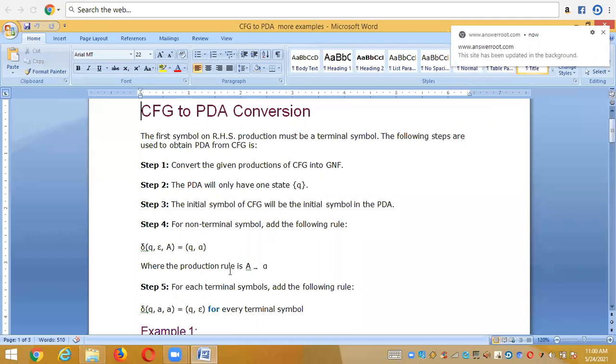Here we have a 5-step procedure, and in those 5 steps, the last 2 steps are most important for designing the transition rules. The first thing is you need to convert the given productions of the CFG into GNF. The second thing is that you need to design the PDA with only one state. And the third is the initial symbol: as already said, S, the initial symbol of the CFG, will be the initial symbol of the PDA.